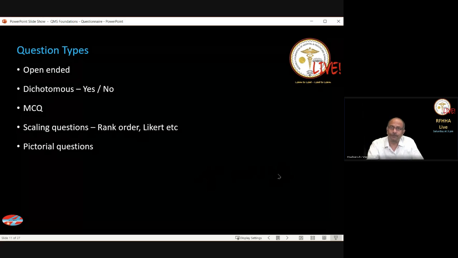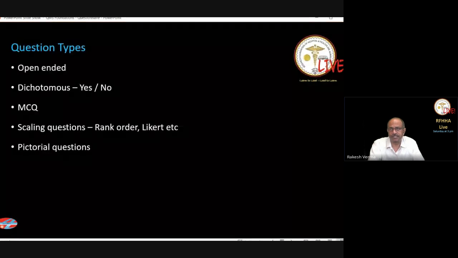And then you can have pictorial questions. The classic example is the visual analog pain scale, or the pain scoring system, where you have pictures, smileys, or photographs. These pictures form the options for the person to choose. So that can be called a pictorial question. These are the types of questions that we can have in one questionnaire. Now, it is not necessary to have only one type of question. You can have a mix of all these varieties of questions in one particular questionnaire.